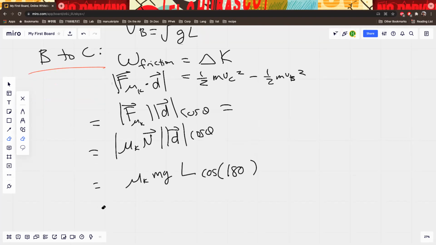Okay, so this work formula, it's important to remember how it works. We have work equals delta K. Work is force dot producted with displacement. And that means if our friction force is going to the left and displacement is going to the right, we have cos of 180 degrees. So that's negative, right? Mu K mg L cos of 180, which is -1. And this all equals half m VC squared minus half m VB squared.